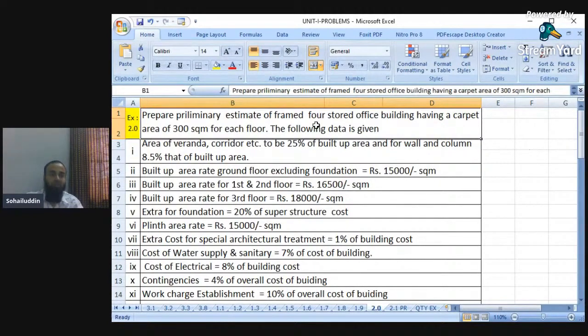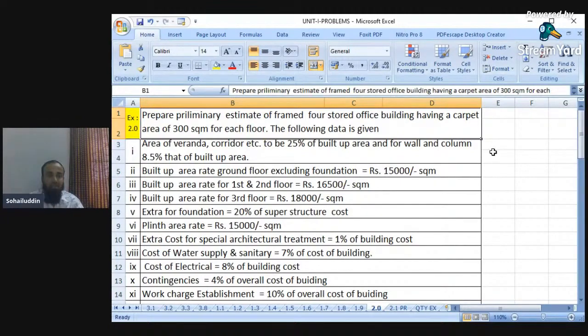So prepare a preliminary estimate of a framed 4-storied office building having a carpet area of 300 square meters. It is not of all floors, it is for each floor. That means we have to calculate for the different floors. So each floor will have 300 square meters. The following data is given.